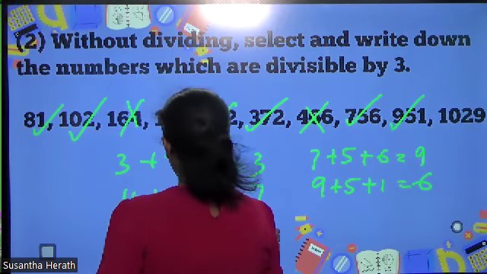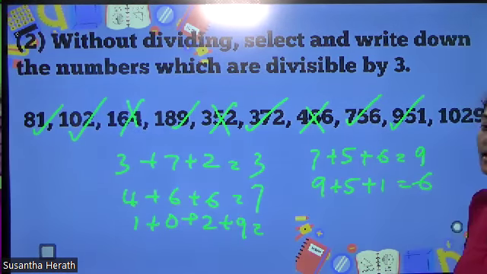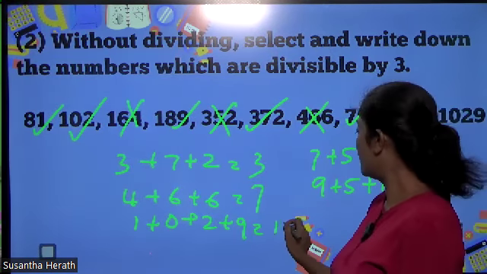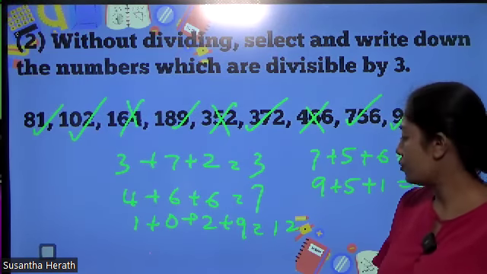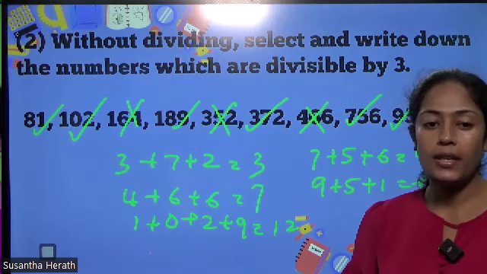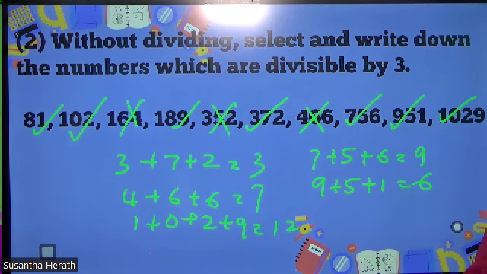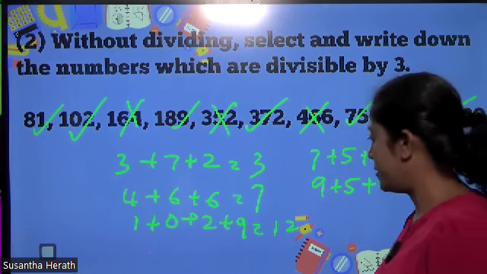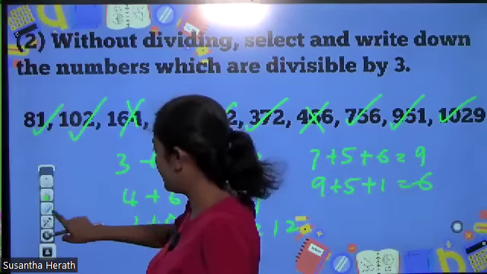1029. 1 plus 2, 3. 3 plus 9, 12. Then 1 plus 2, 3. Then this one we can divide by 3 without a remainder. Okay. Right? Right. We'll move to next part.